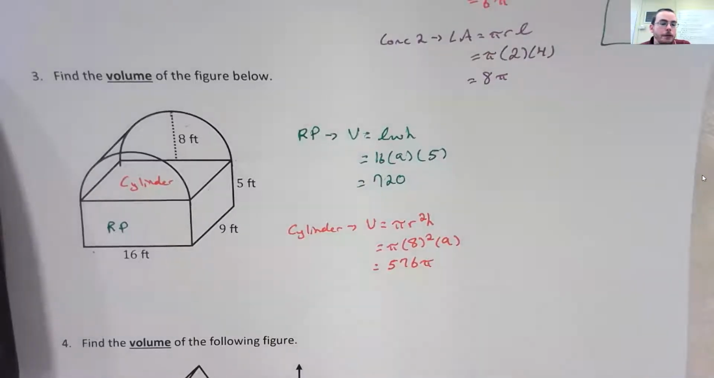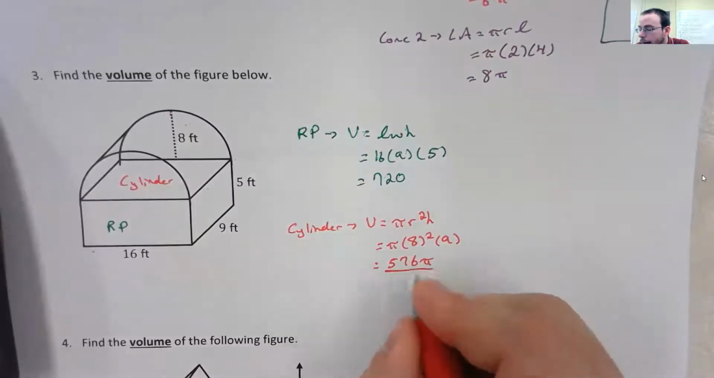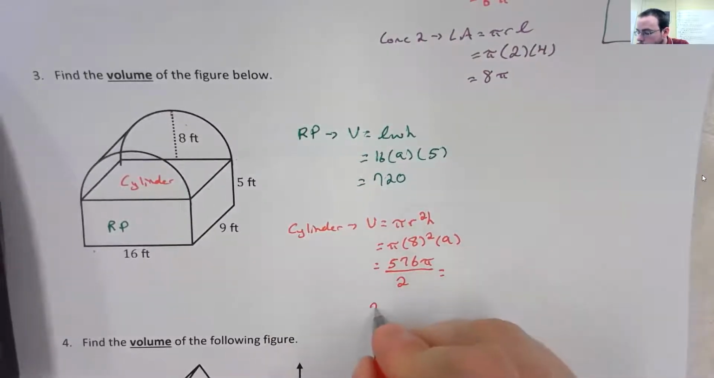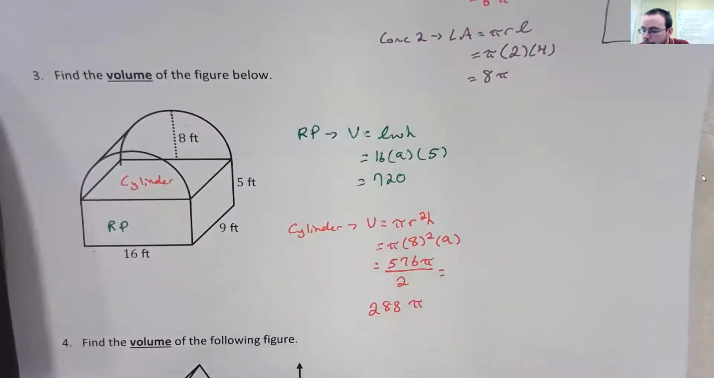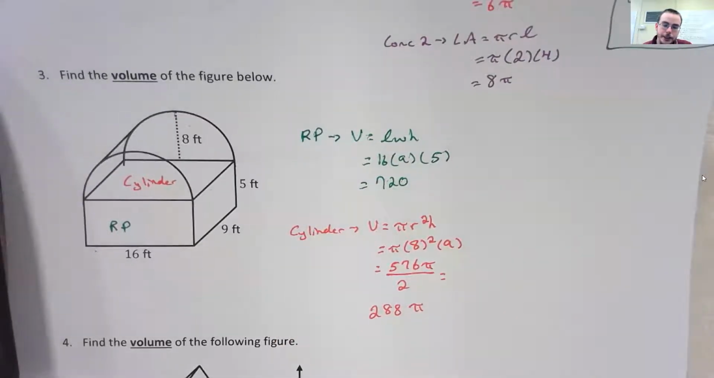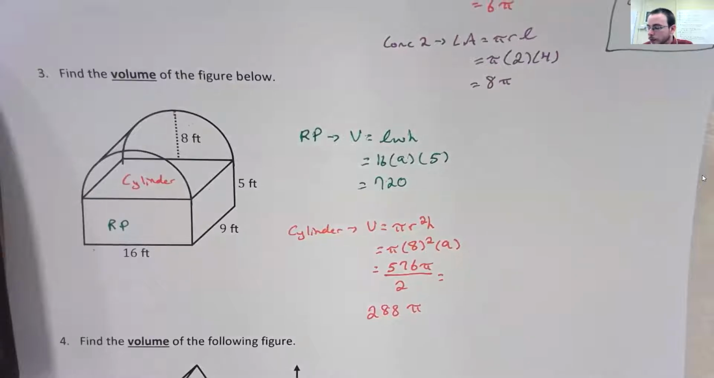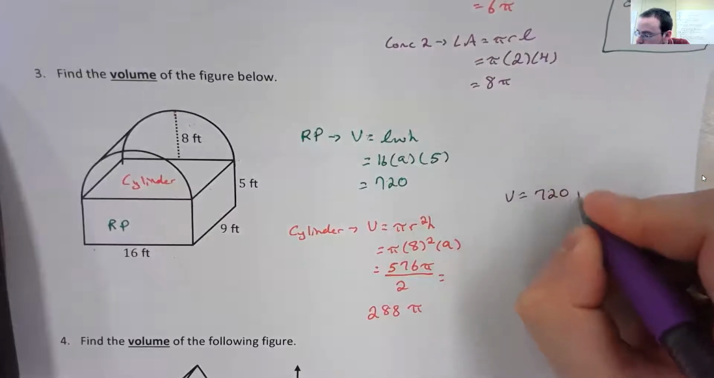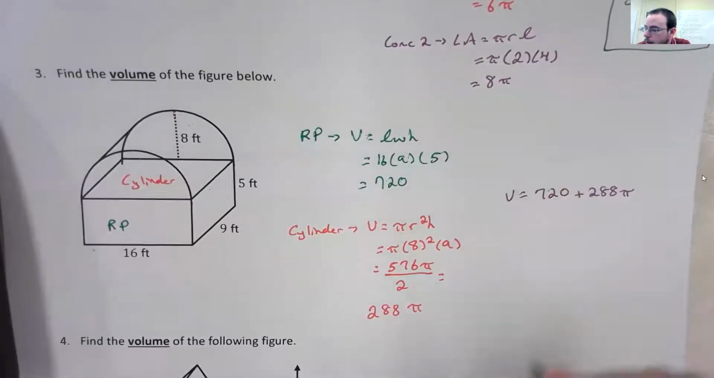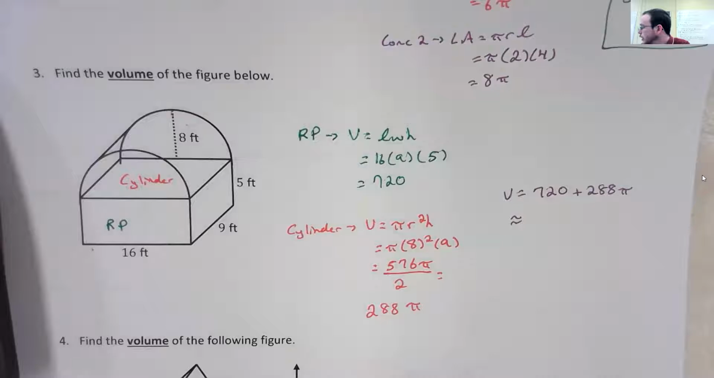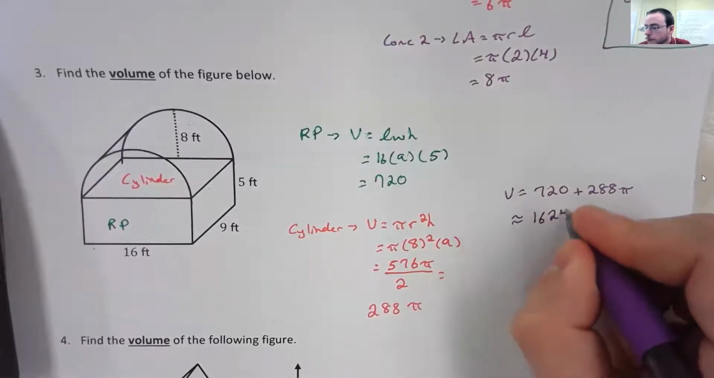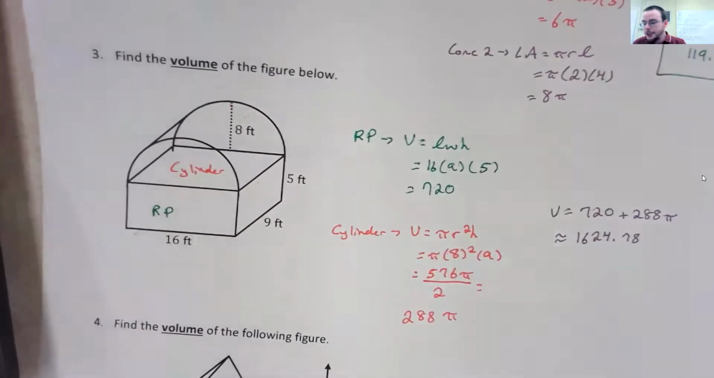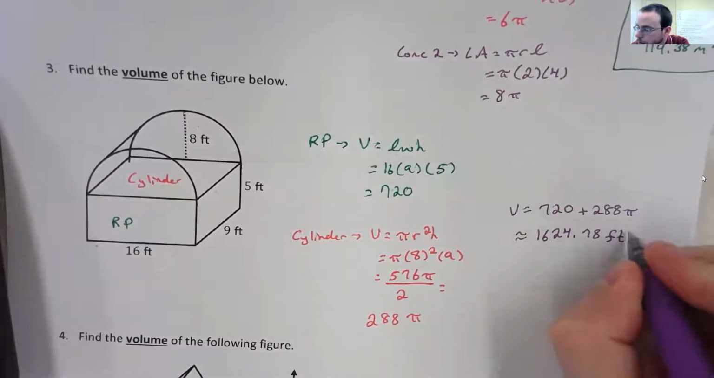But that would be the volume of the entire cylinder. We don't have a volume for the entire cylinder. We only have half of it. So our volume would be 288 pi for the half cylinder. Now to find our volume, we just add these together. So you get 720 plus 288 pi. And if you approximate that to the nearest hundredth, you get 1624.78. And then since you're doing volume, it has to be cubic units, so feet cubed.